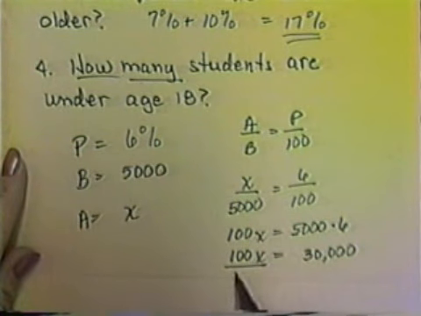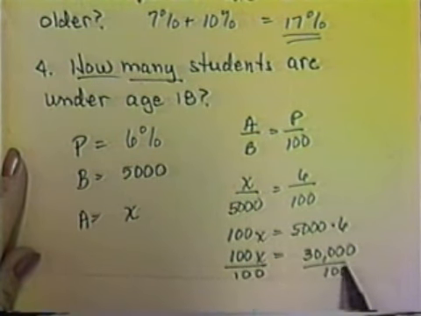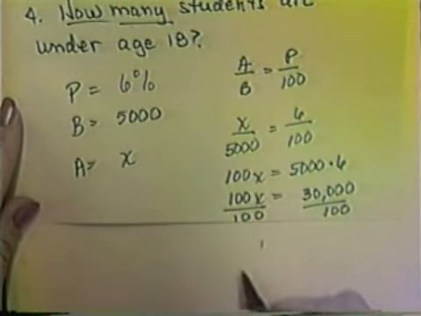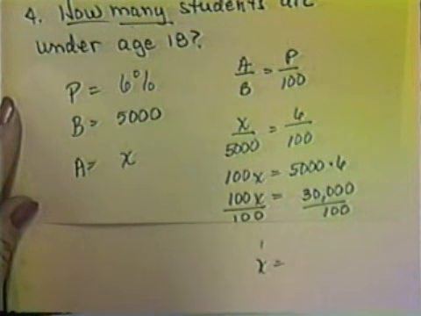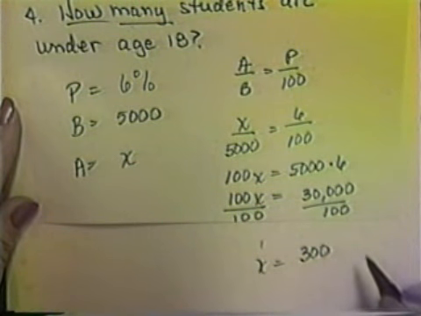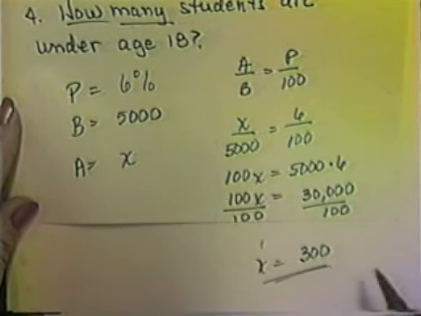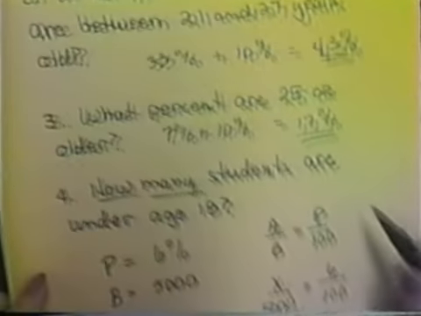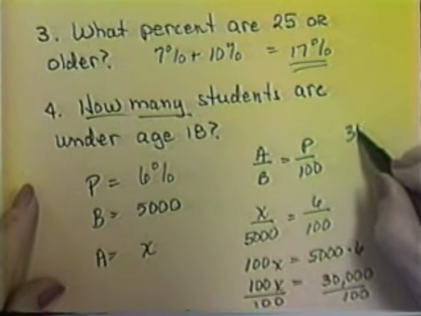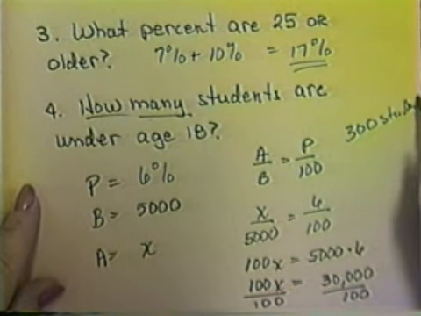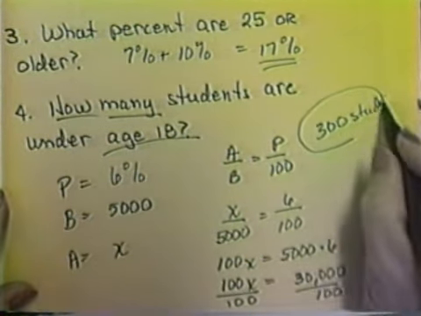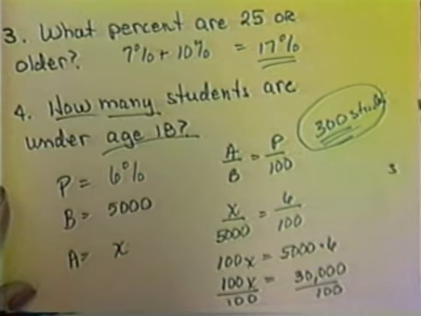So we want to divide both sides by 100, and x turns out to be 30,000 divided by 100, which turns out to be 300. It comes out to be 300. So that means with our question that there are 300 students under age 18. There are 300 students under age 18. That's what we were looking for.